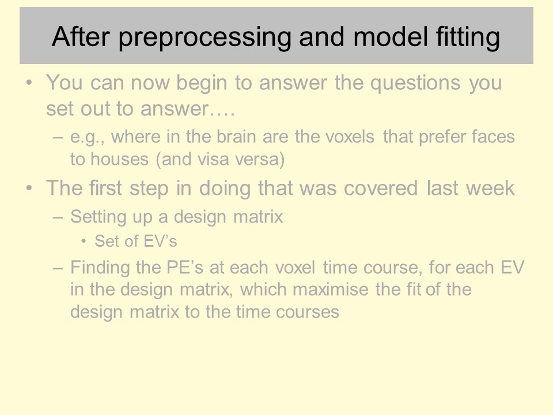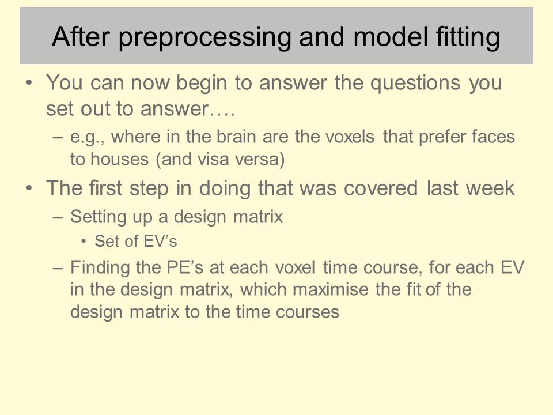So once you've done the pre-processing steps that we've considered so far today, and once you've fitted the general linear model to your data, used the general linear model to fit your design matrix to your data, which was the topic we focused on last week, finding the parameter estimates for each explanatory variable to make the model fit each voxel time course, then you're finally in a position to start to answer the questions you actually set out to answer, which is often, where in the brain are the voxels that, using the example we focused on last week, prefer faces to houses, and also where in the brain are voxels that respond more strongly to houses than they do to faces.